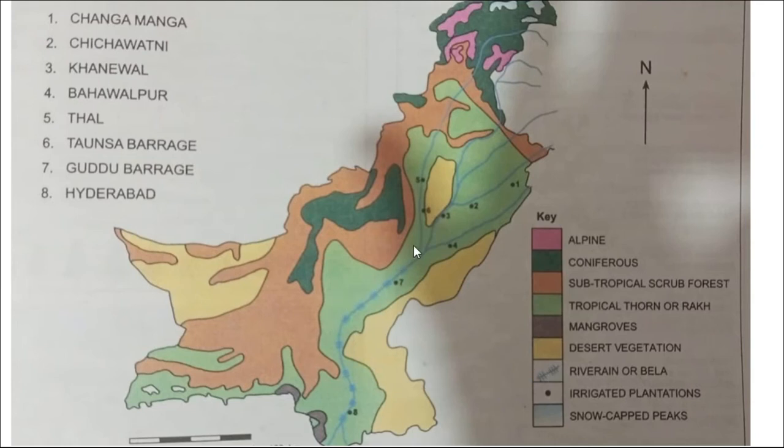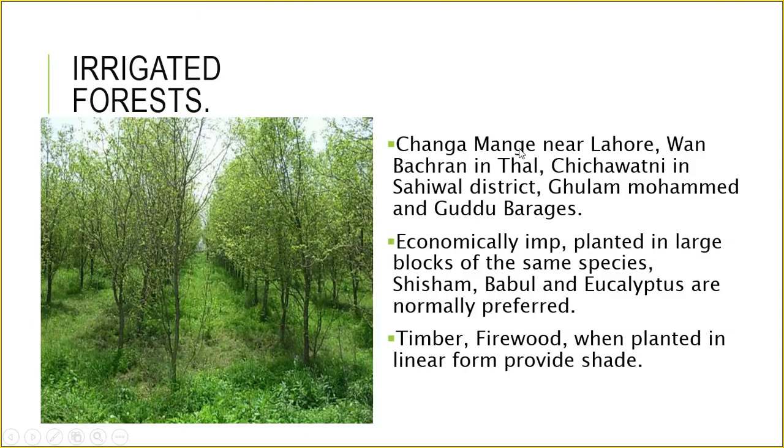And if you find such an area marked on the map, then obviously it has to be the riverine or the Bela forest. Okay, now the irrigated forests. The irrigated forests are Changa Manga, sorry for the spelling error, near Lahore, Van Makran in Thal, Chichawatni in Sahiwal district, Ghulam Muhammad and the Guddu barrages. Now they are of economical importance.